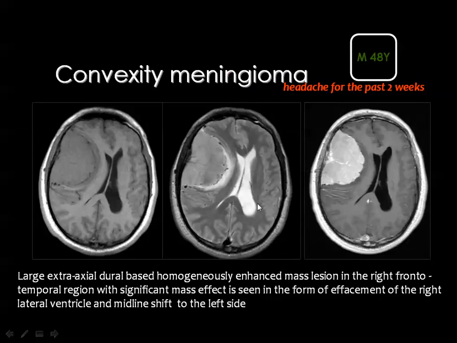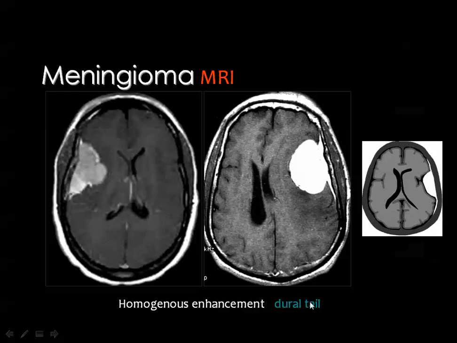And this is an example of convexity meningioma by T1, T2, and T1 post-contrast. In the T1 weighted image, the tumor is of intermediate signal. In the T2 weighted image, the tumor is also of intermediate signal. And after contrast injection, you can see homogeneous enhancement of the tumor, which is based to the convexity meninges.